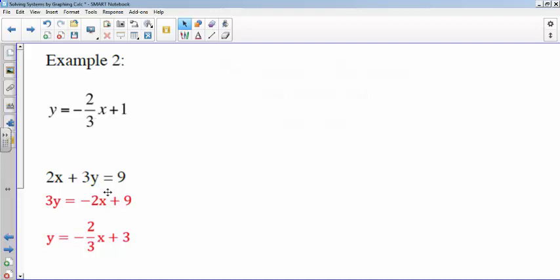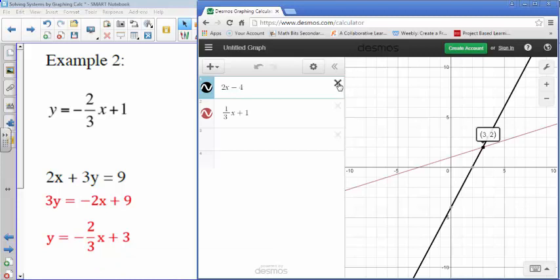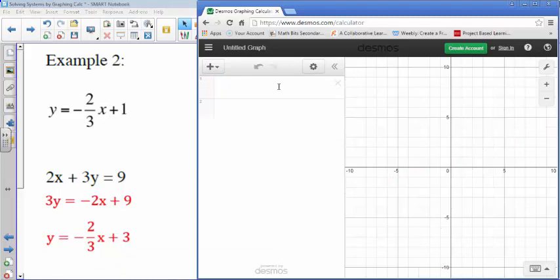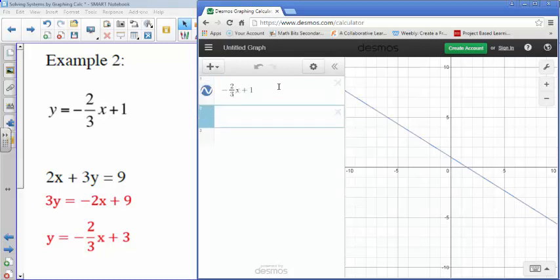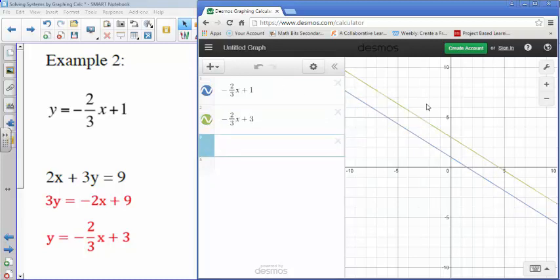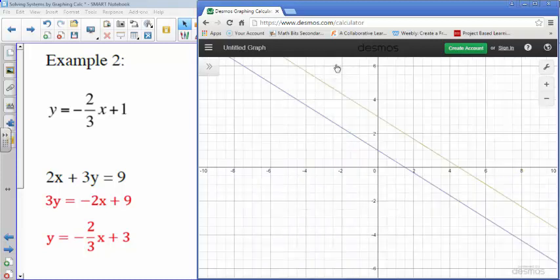So now the equation that we're going to be looking at is y equals negative 2/3 x plus 3. Now that the y's are by itself in both the equations, we're good to go ahead and put them in the calculator. So I'm going to delete out the equations that I have in there, and we're going to do negative 2/3 x plus 1, and then negative 2/3 x plus 3. Then we're going to take a look at these two lines. Remember, the solution is where the lines intersect.